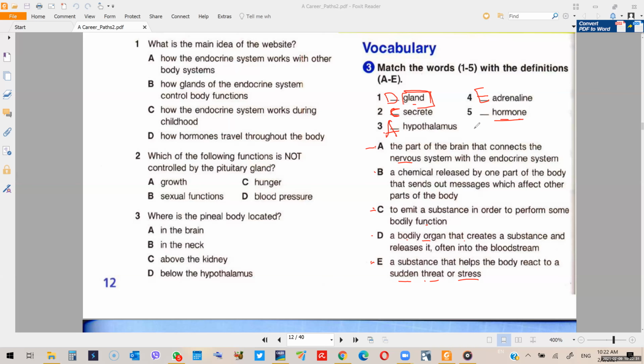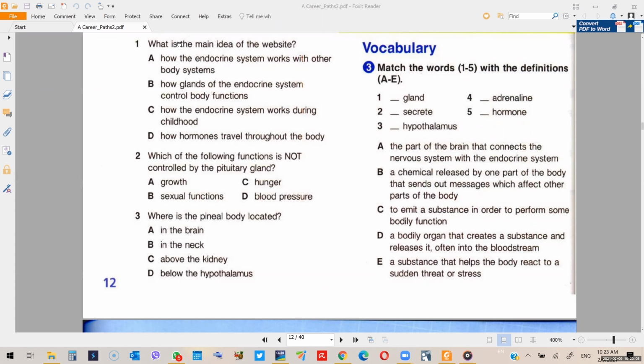Number 5, and finally, hormone. The hormone is number B, of course, and this is the final choice: a chemical released by one part of the body that sends out messages which affect other parts of the body. And these, of course, we say, are one of the most important substances released by the endocrine system to regulate the functions of the body.